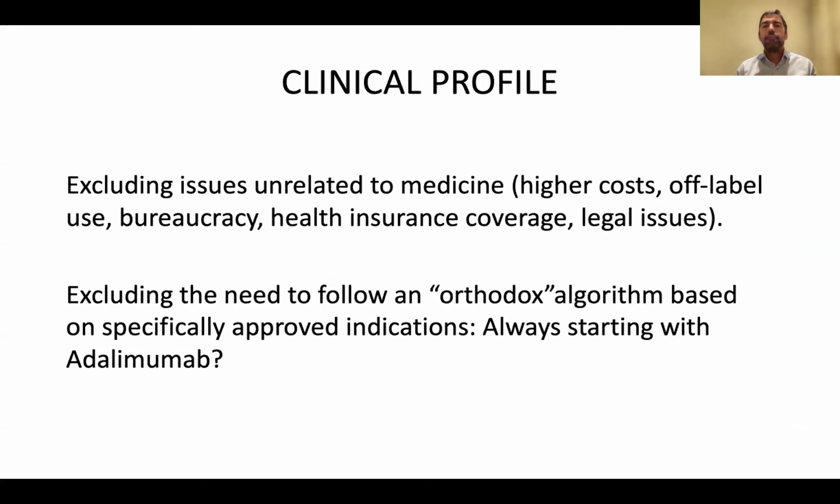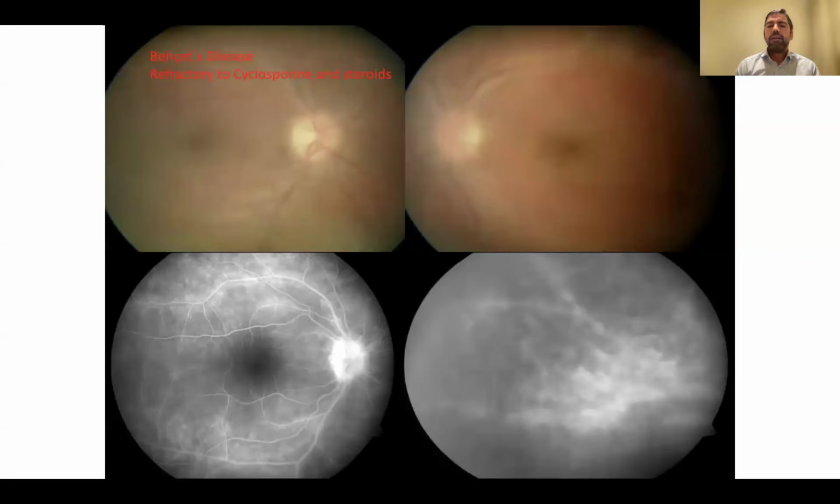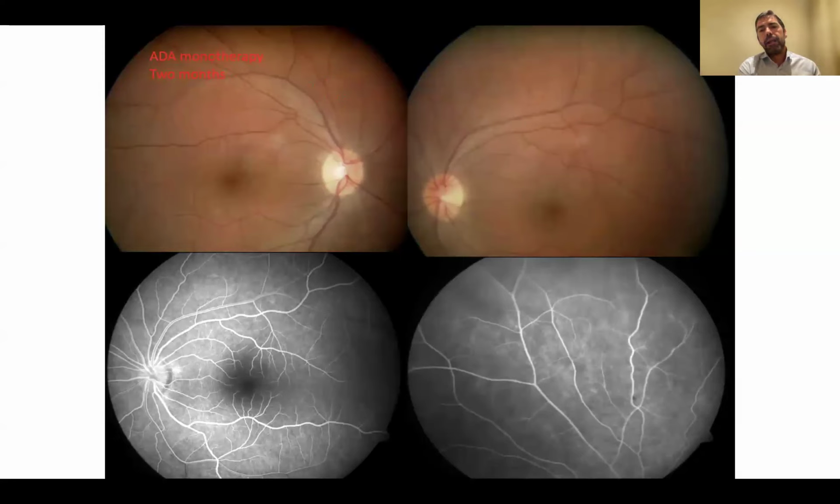If we attend to a clinical profile, excluding issues unrelated to medicine like higher cost, bureaucracy, legal issues, etc., and of course excluding the need to follow an orthodox algorithm, if we only attend to a clinical profile, I want to bring with me some tips of how to proceed in patients with certain clinical scenarios and how to choose our therapy of election. So if we deal with a patient with a panuveitis associated with Behçet's disease, which is refractory to cyclosporine and steroids, with predominant signs being vitritis and retinal vasculitis, this is a perfect example of how anti-TNF-alpha medication can have an impressive result.